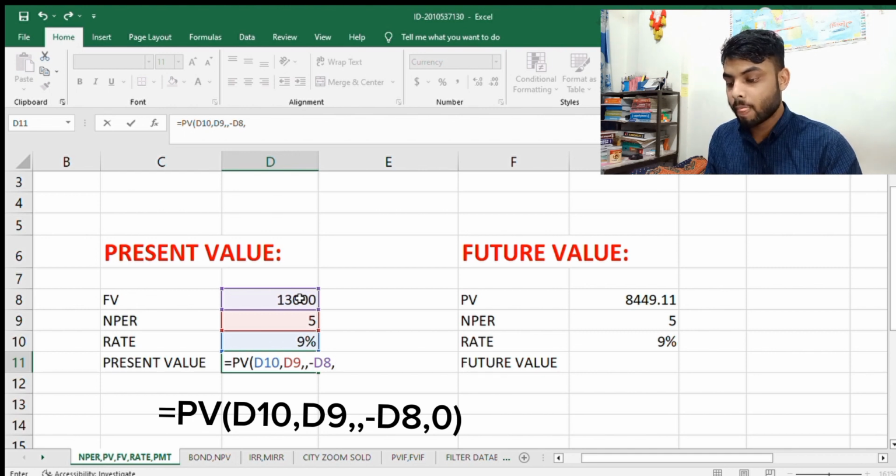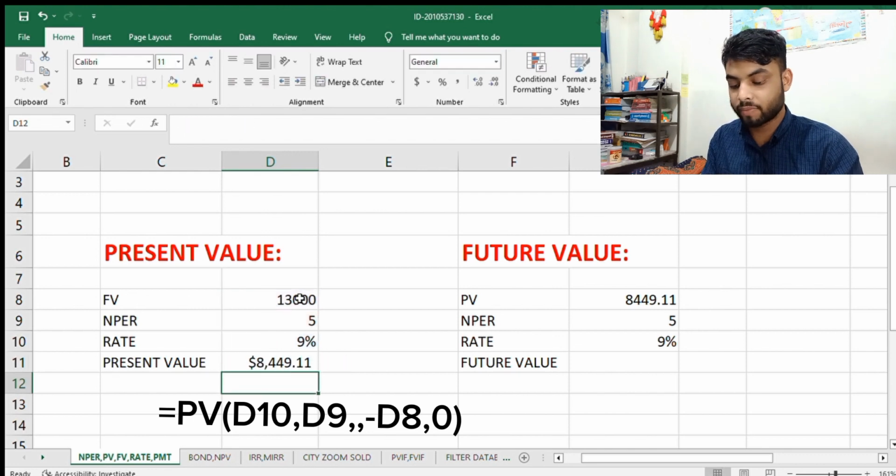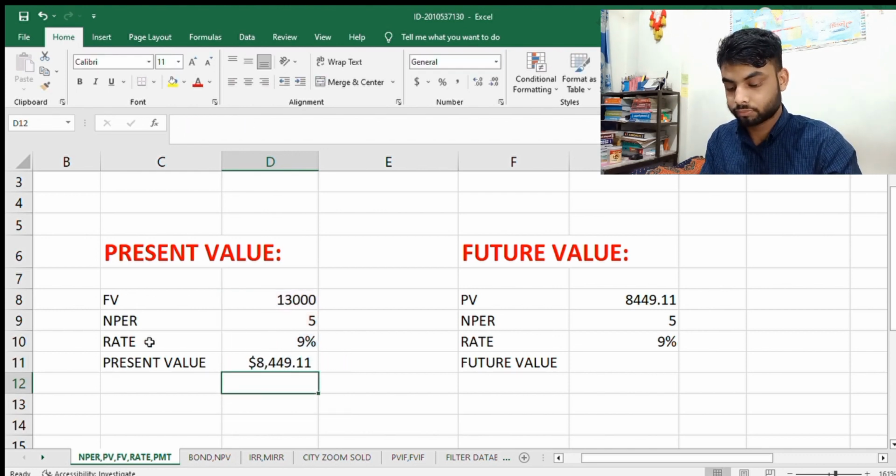Here we can enter 0 if it is the end of the period, and we can enter 1 if it is the beginning of the period. Here we enter 0 because it is the end of the period. Then bracket close and enter. Here we got our present value, $8,449.11.